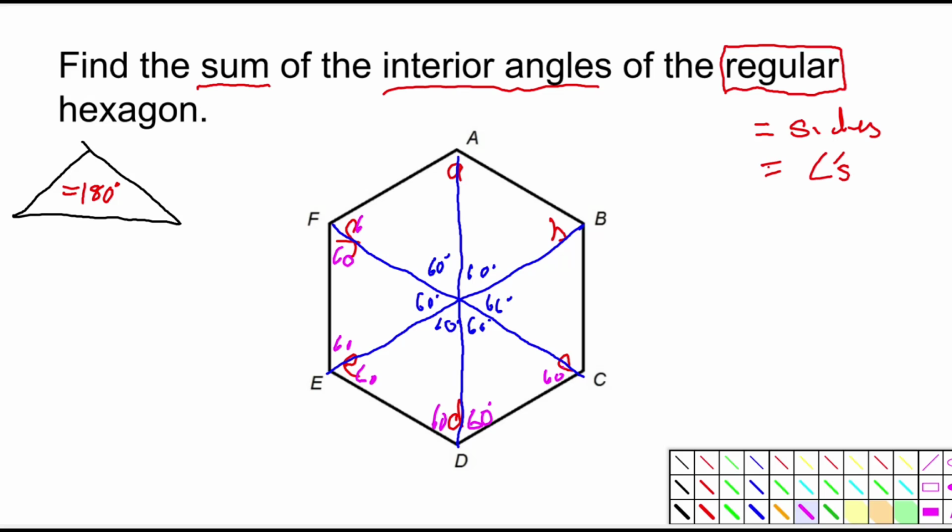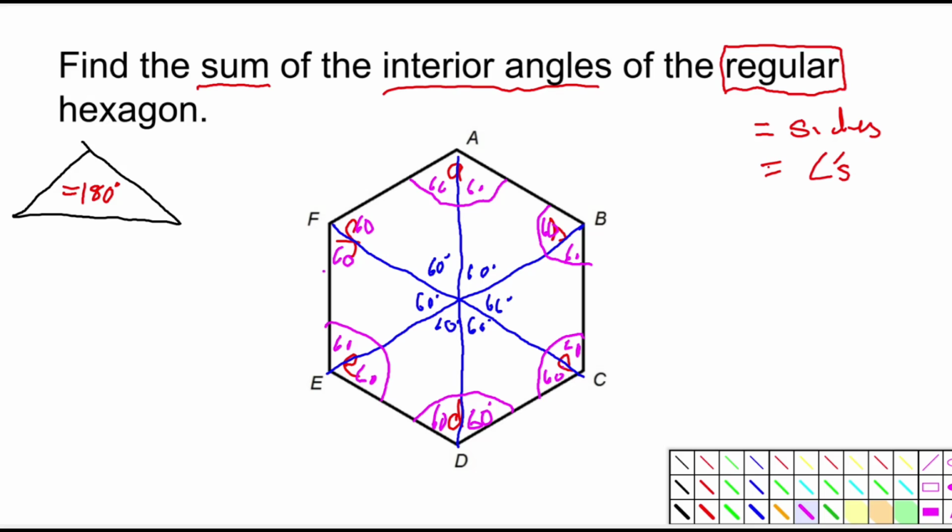60 here, 60 here, 60 here, 60 here, 60 here, and 60 here. So when they do it this way, then they notice, well, A is going to be 120 degrees, B is going to be 120 degrees, C will be 120 degrees, and so forth.